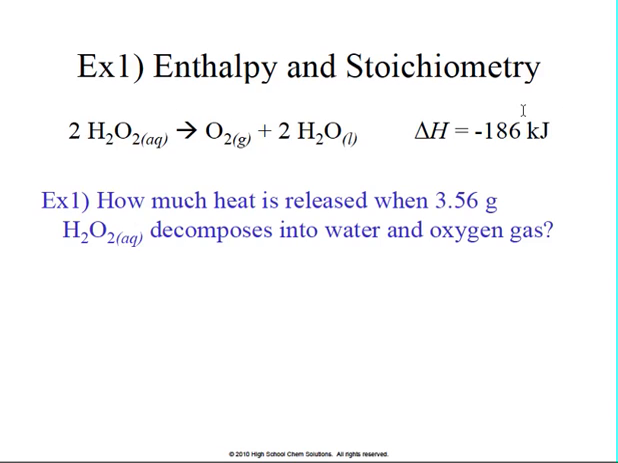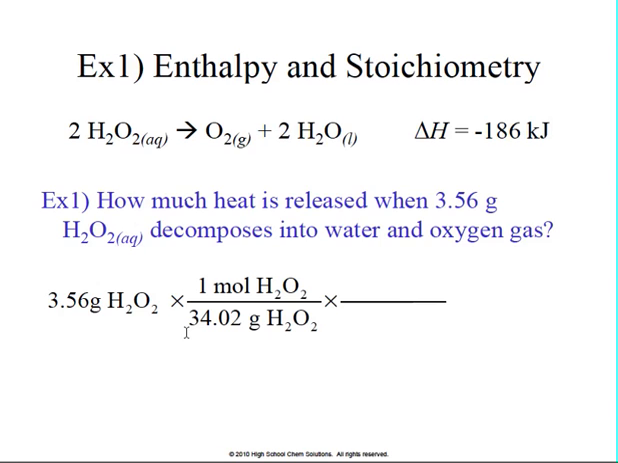Okay, so how much heat is released when 3.56 grams of H2O2 peroxide decomposes into water and oxygen gas? So we want to know, if we have this much peroxide, how much energy we're going to produce. The first thing we'll do is take this 3.56 grams of peroxide and change that into moles of peroxide. Now remember that 1 mole of peroxide is equal to 34.02 grams of H2O2. We did that by finding the oxygen, which is 16 times 2, plus 2 of the hydrogen, makes it 34. When we finish that, notice that the grams of peroxide will cancel out and we're left with moles.